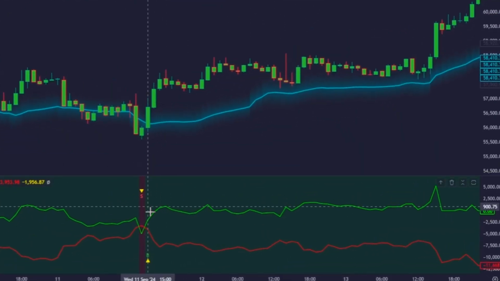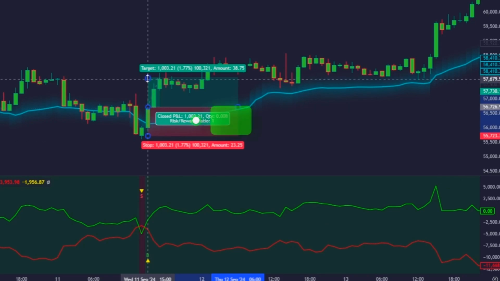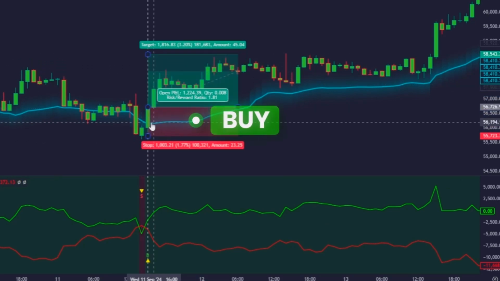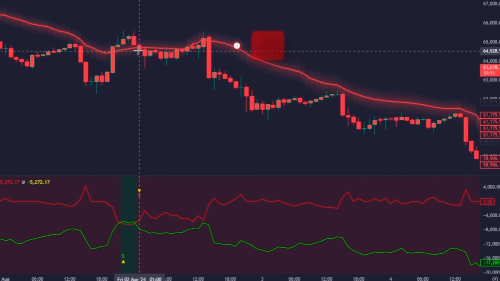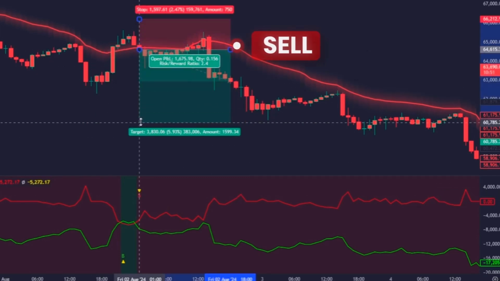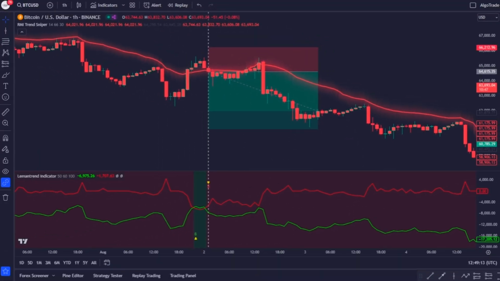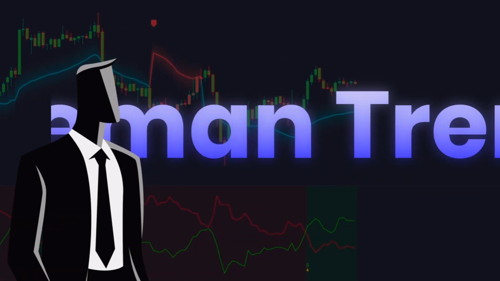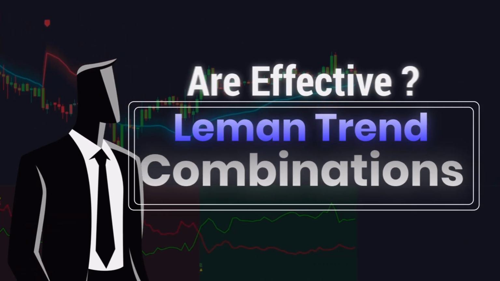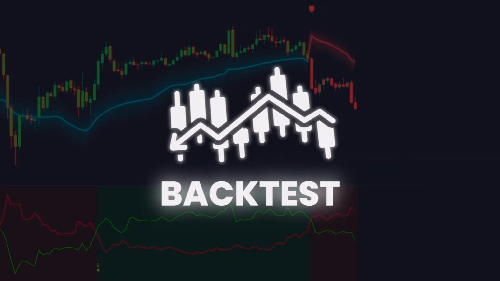With this setup, a buy signal is only valid if the RMI line is blue and the sell signal is only valid if the RMI line is red, significantly reducing the number of false signals. But of course, to truly see if this indicator and combination are effective, we'll need to backtest it.